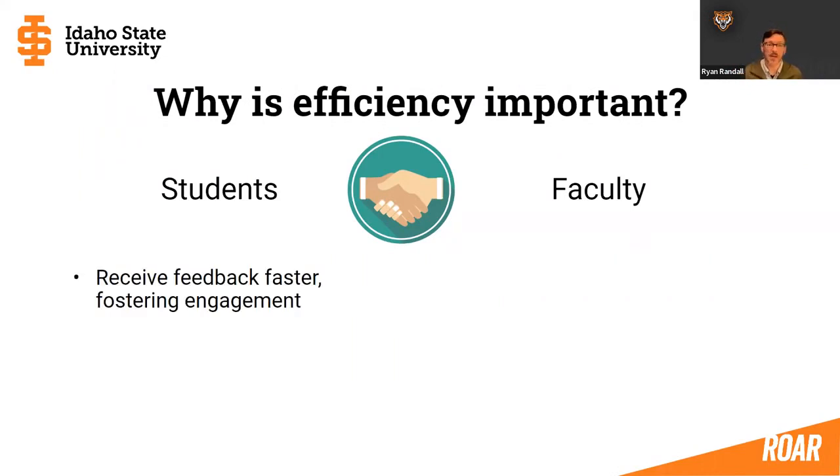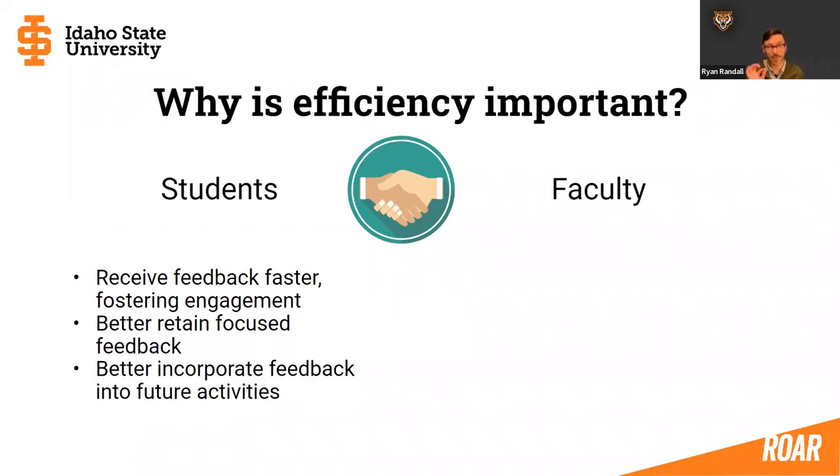For students, receiving feedback faster helps foster and sustain engagement. It helps them understand the pace of the class better. They also will retain focused feedback better than overly verbose feedback. I have learned from lots of experience being more verbose than necessary. Students receive feedback faster, and therefore their engagement is sustained. It helps foster their ability to build according to the pace that you've set out in your course schedule. They will better retain that focused feedback, and that means they'll be able to better incorporate it into their future activities in the class.